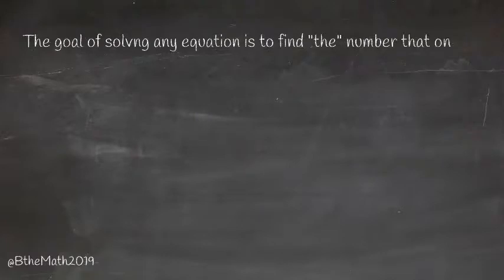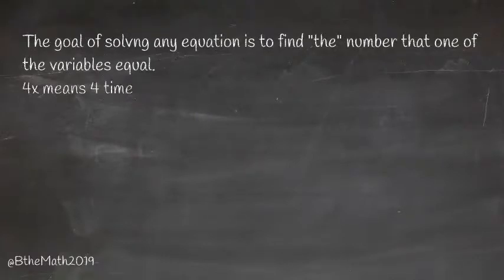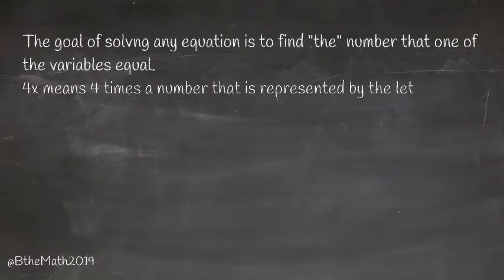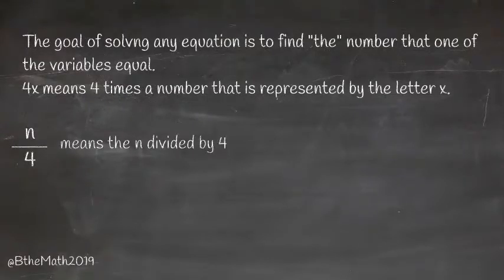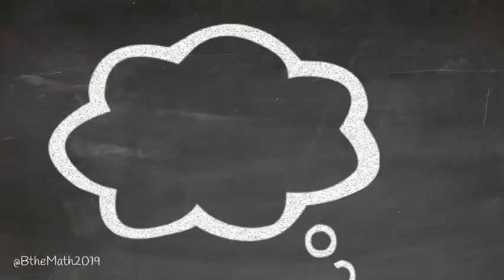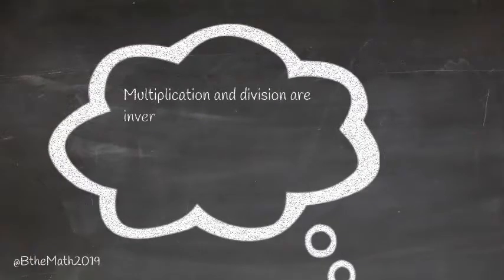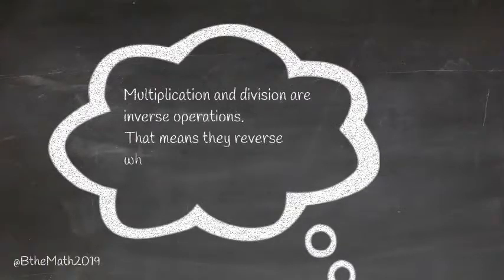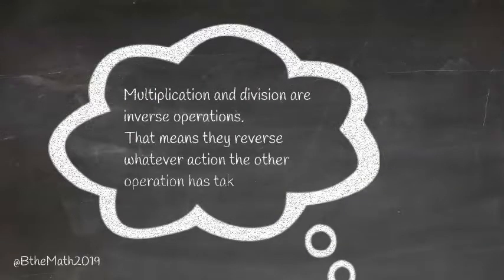The goal of solving any equation is to find the number that one variable is equal to. 4x means 4 times a number, and n divided by 4 means the n is divided by 4. Multiplication and division are inverse operations. This just means that they reverse whatever action the other operation has taken.